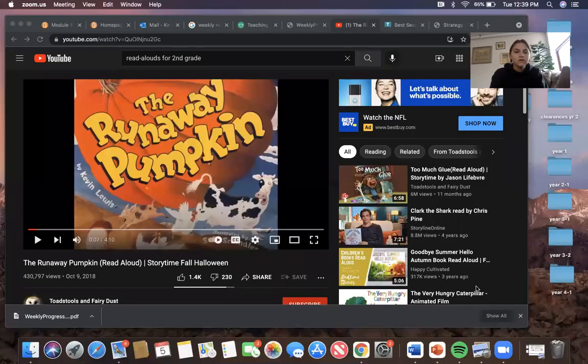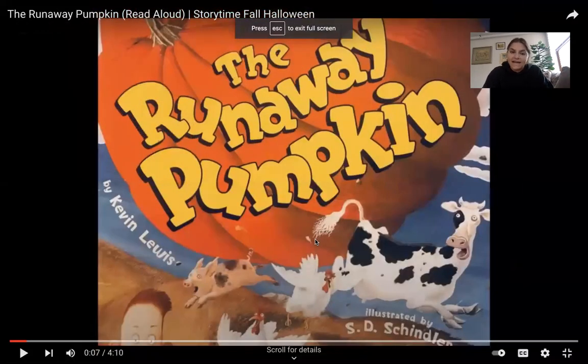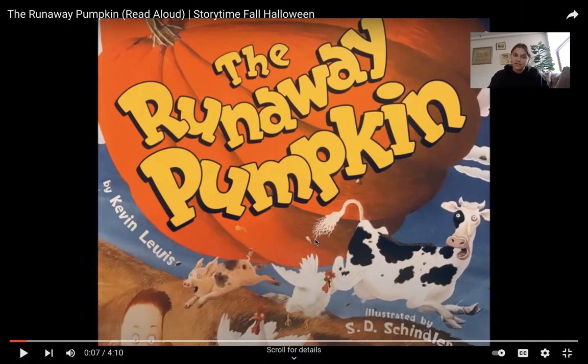Going to go ahead and share my screen here. So here we have the cover of our book. Like I said, it's called The Runaway Pumpkin by Kevin Lewis. So let's take a minute to just look at everything on this cover, because there seems to be a lot going on. So by looking at this cover, what predictions can we make about the story?